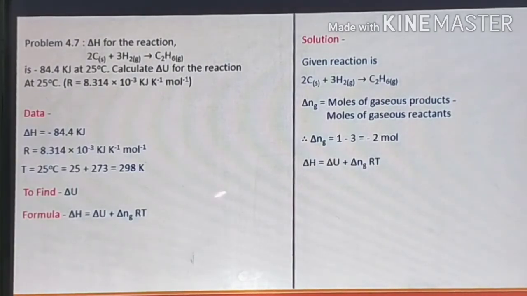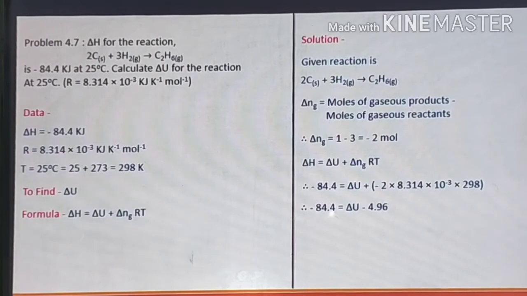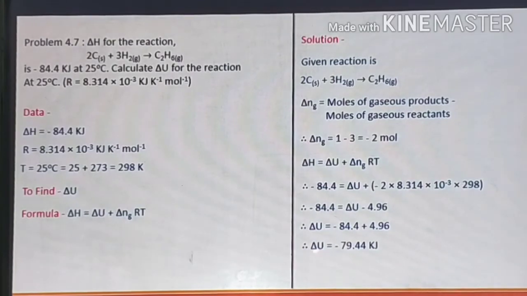Now I will use this formula and calculate the value of delta U. So delta H is equal to delta U plus delta Ng RT. Substituting the values, minus 84.4 is equal to delta U plus, now delta Ng is minus 2, R is 8.314 into 10 raised to minus 3 and temperature is 298. If you multiply these numbers, I get minus 84.4 is equal to delta U minus 4.96. So delta U will be minus 84.4 plus 4.96. Finally, I get delta U as minus 79.44 kilojoules. Now see the next problem.